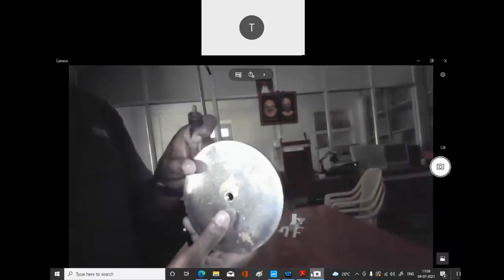So now what I will do, I have to make it along the length, sorry, along the diameter. So for along the diameter, what I do, initially I had fixed like this. Now I am going to fix it like this.